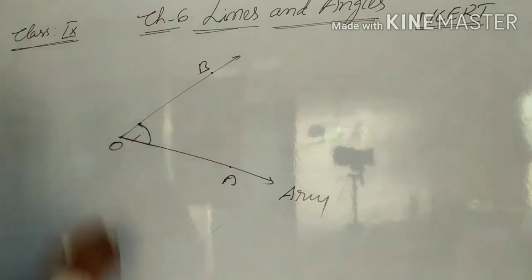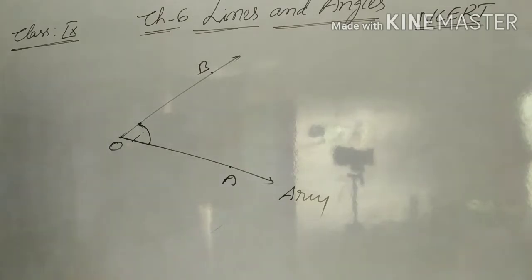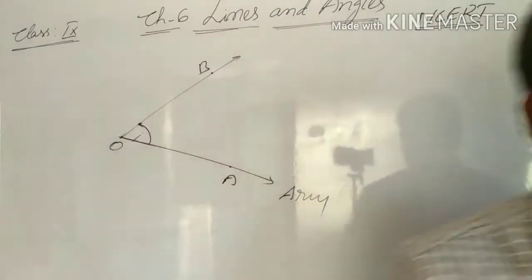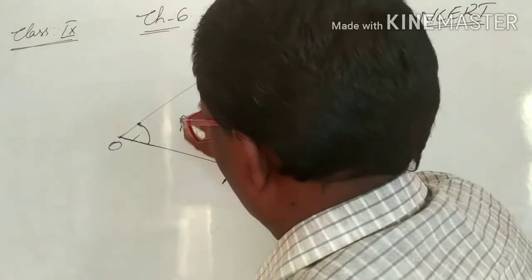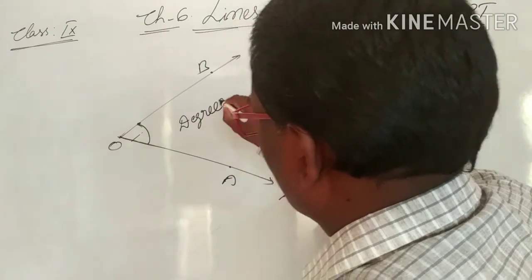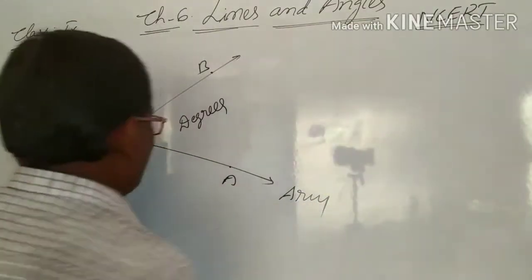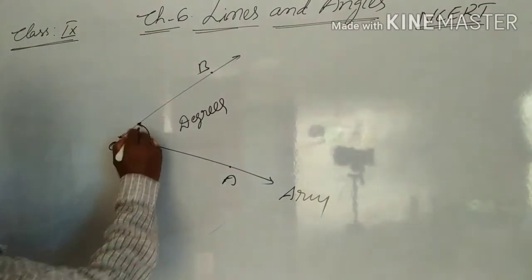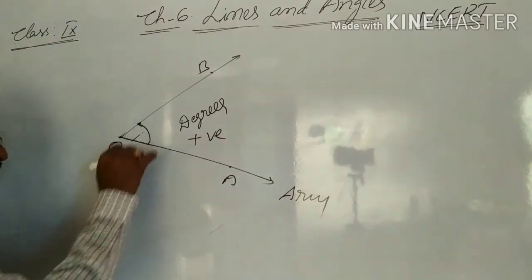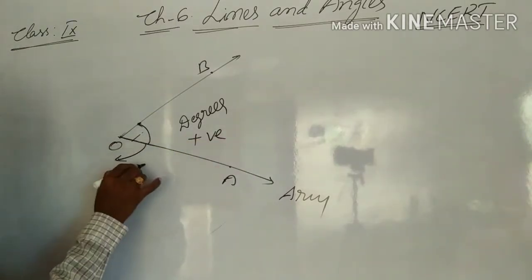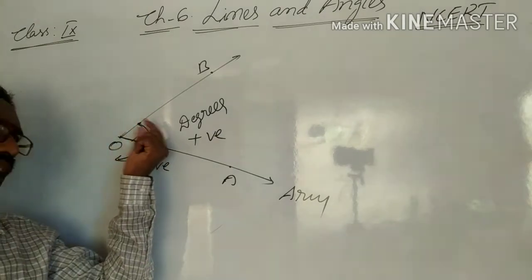having the same initial point is known as an angle. Two different rays having the same initial point is called an angle. Angles are measured in degrees. If you take the anti-clockwise direction, then it is positive. Clockwise direction is negative. Understand? So be careful. That is the angle.